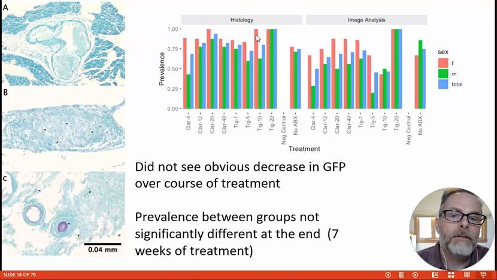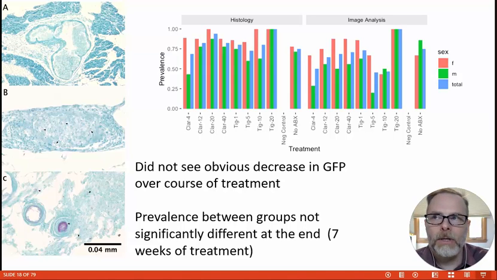And this figure shows a lot of detail, but you can get a sense from looking at the no antibiotics group. Those are our infected fish. And you can see the bars, no infected fish and no antibiotics. The bars are pretty similar to those from fish that were treated with clarithromycin or tigecycline. So we didn't see an obvious decrease in that green fluorescent protein over time like we were hoping.